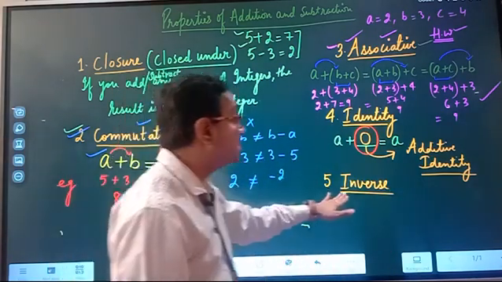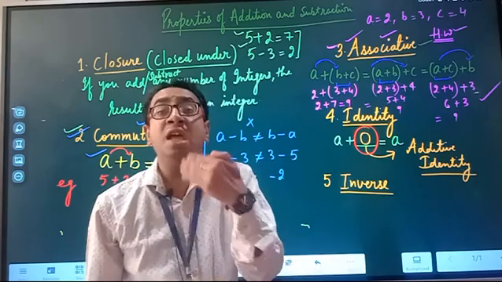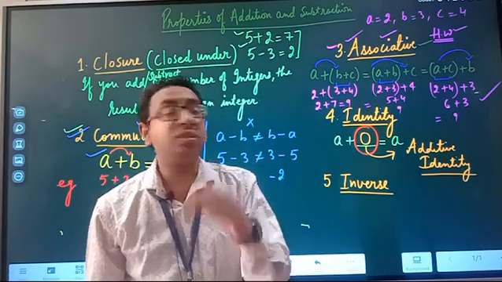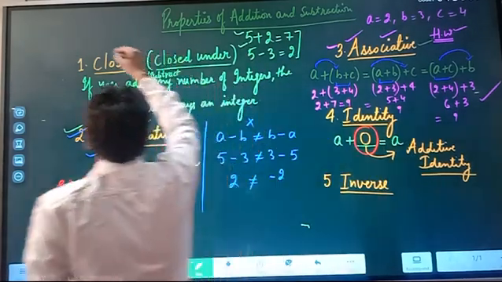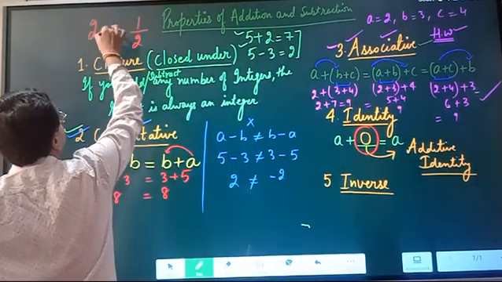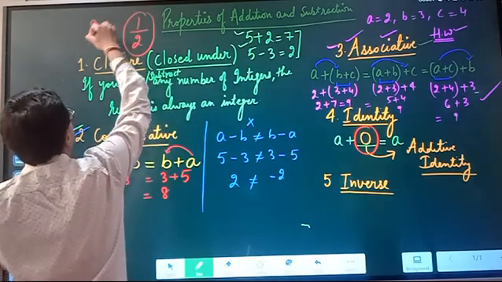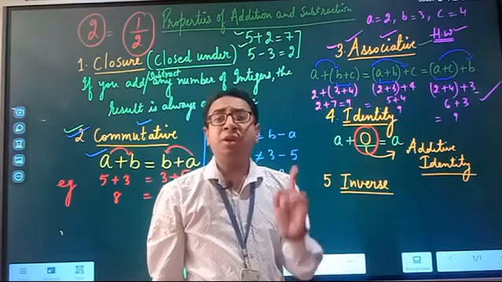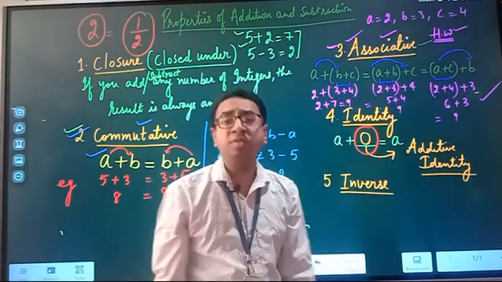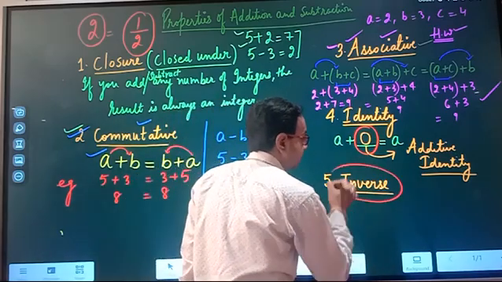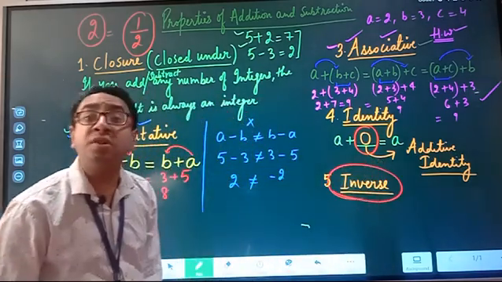Clear? Next is inverse. What do you mean by inverse? Reciprocal, exactly opposite to something. For example, what is the inverse of 2? What is your answer? 1 by 2. So clearly, inverse means reciprocal. The reciprocal of 2 will be 1 by 2. The numerator will become the denominator, and the denominator will become the numerator. This is what happens. So what do you mean by inverse here?